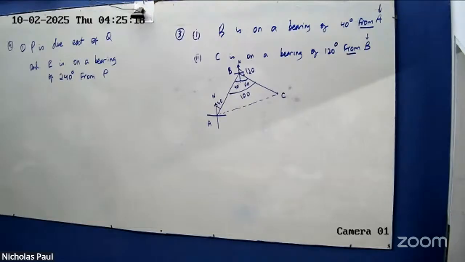Right, I don't want to see a diagram with no angles. I want to see where it's 240 and 90. I want to see all the possible angles together. Put in all the angles.